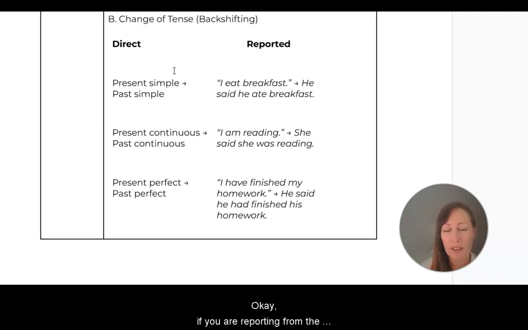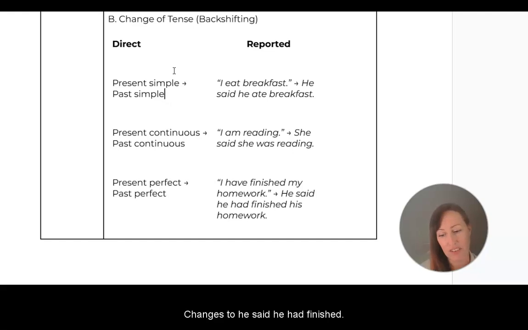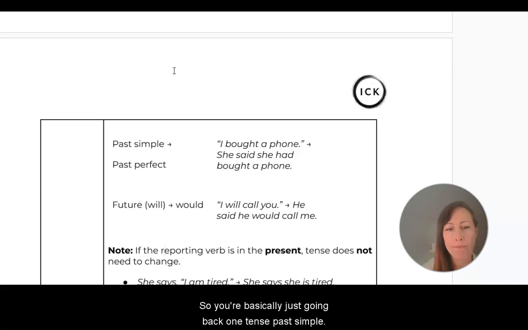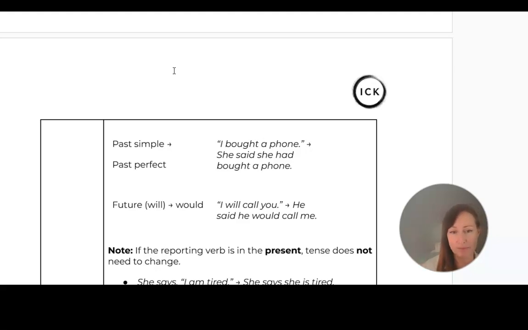Okay. If you are reporting from the present continuous, you change to the past continuous. I am reading changes to, she said she was reading. Present perfect changes to past perfect. I have finished changes to, he said he had finished. So you're basically just going back one tense. Past simple changes to past perfect. For example, I bought a phone changes to, she said she had bought a phone. So you're just going back one tense each time.